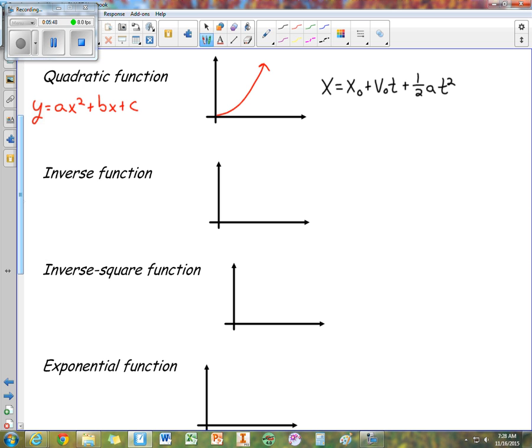The next type we have is an inverse relationship. And it can look something like this. It kind of depends on the original function, but its general form usually is m divided by x. But you could take the inverse of any function.